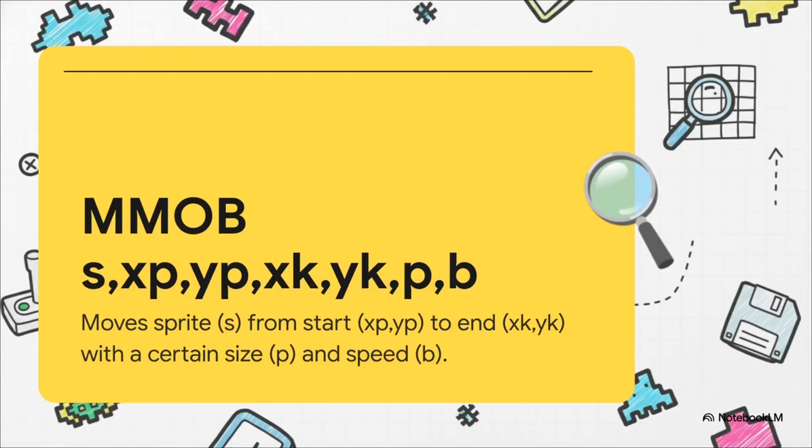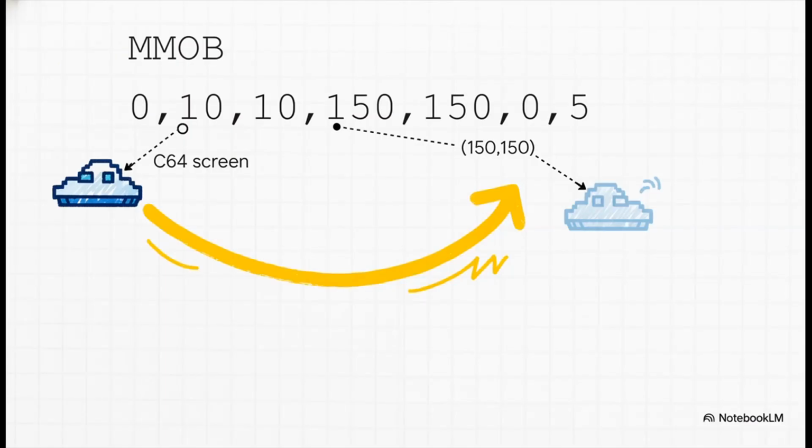The MMOB command, which just stands for move mob, takes that sprite you just set up and sends it gliding smoothly across the screen. You just have to tell it which sprite to move, its starting X and Y coordinates, where it's going, and, of course, how fast you want it to get there. Now, the real power here, and you've got to understand this, is that with just one single line of code, we've created smooth, hardware-accelerated animation.